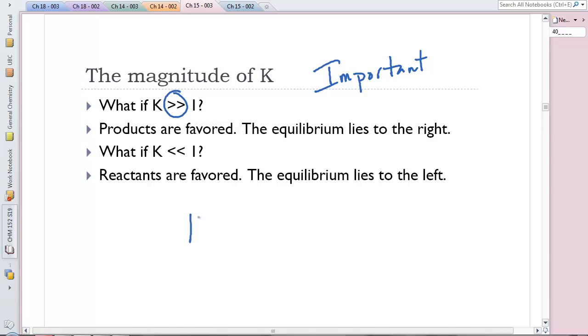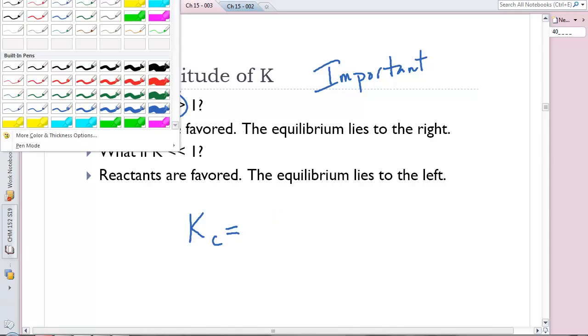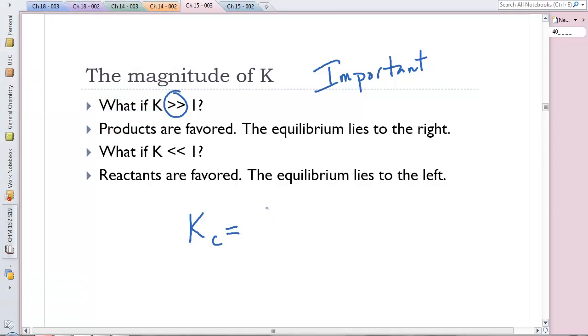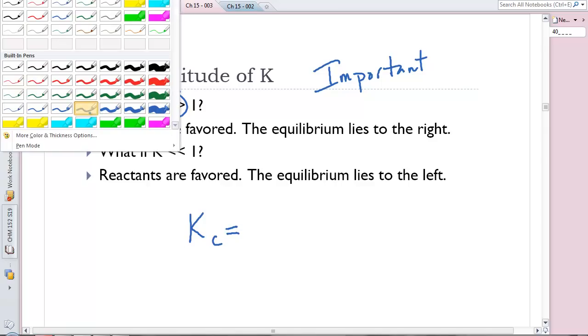Now, let's go back to Kc because we like molarity better, I think. And my pen just switched to mouse randomly. And it just did it again. I wonder what's going on here.